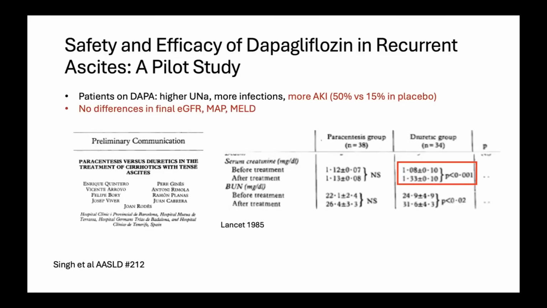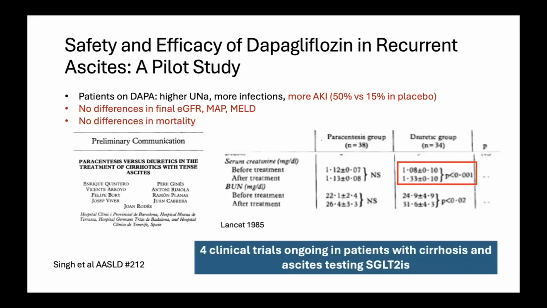There were no differences in the final eGFR. So by getting 50% of the patients with some degree of AKI, that did not result in a greater slope in the eGFR, mean arterial pressure, or MELD, and no differences in mortality. So very interesting concept. This was a pilot study, but there are 4 clinical trials, randomized trials ongoing in patients with ascites, testing SGLT2 inhibitors.